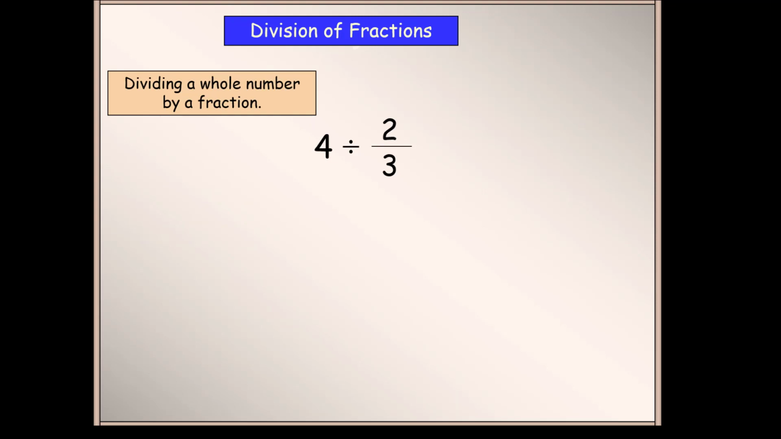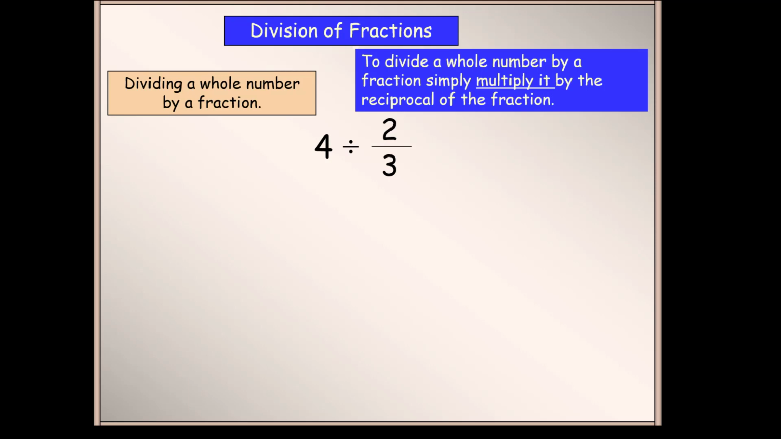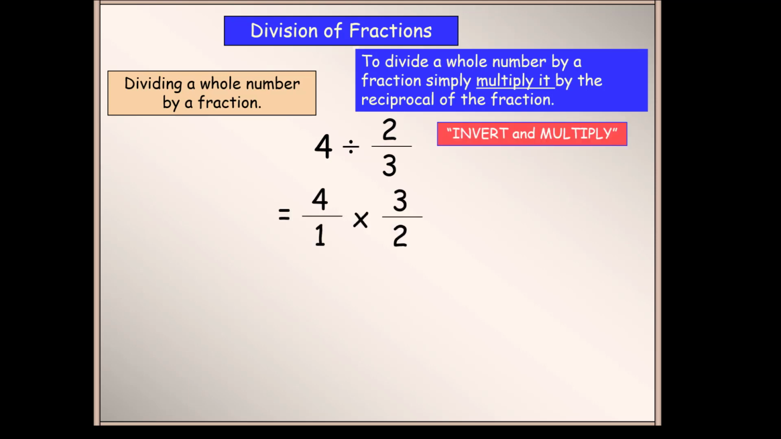Let's try another one. So we want to know how many 2/3 are there in 4 whole ones. So to divide a whole number by a fraction, simply multiply it by the reciprocal of that fraction. So what we do is we will say 4 means 4 over 1. Then we'll multiply it by 3/2 instead of 2/3. And then we'll multiply normally. 12 divided by 2, or 12/2, and that is 6.